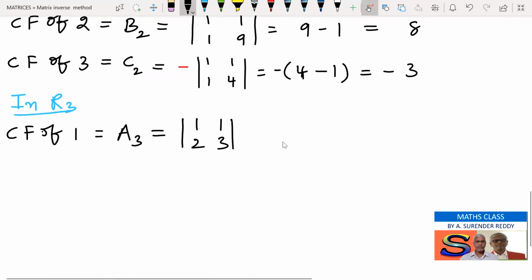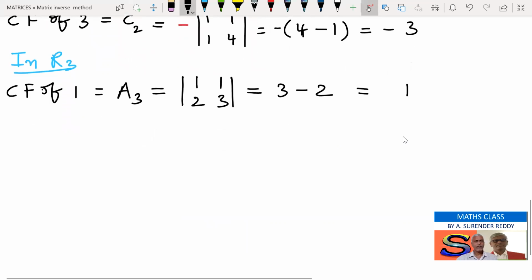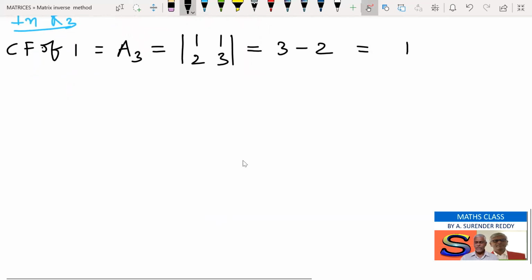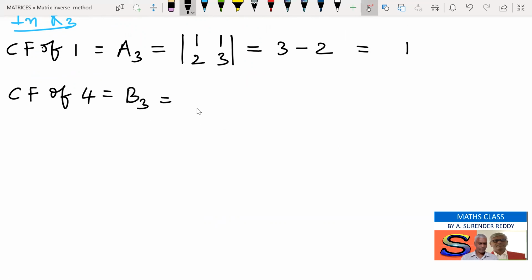So calculating 1 into 3 minus 1 into 2, 3 minus 2 is 1. The cofactor of third row first element is 1. Similarly, cofactor of third row second element, that is 4. Let us name it as B3.